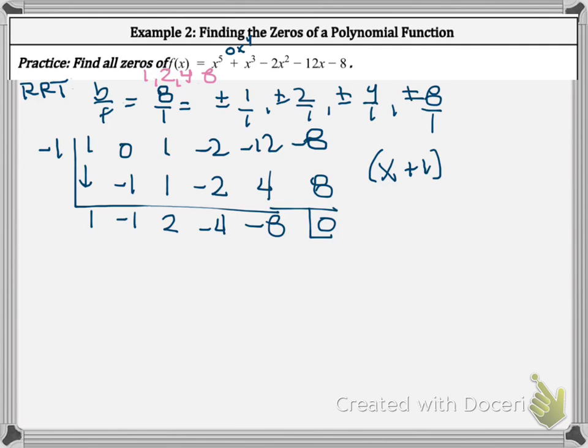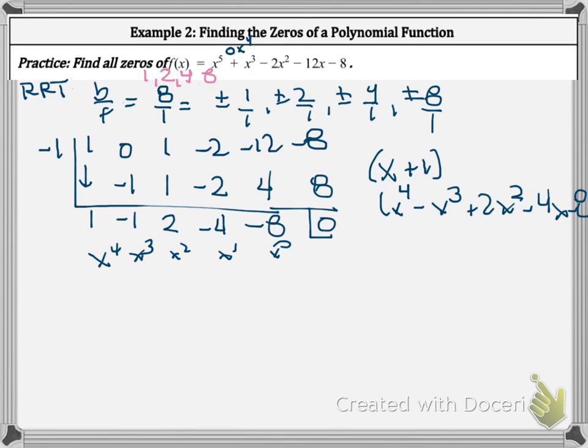And right now, if we're looking at this, this is x to the 0, x1, x2, x3, and x to the 4th. So this would be x plus 1 times x to the 4th minus x cubed plus 2x squared minus 4x minus 8. Then looking at this, maybe it is not factorable quite yet. So what we're going to do is use the rational root theorem again. And we still have the same numbers because -8 is the back and 1 is the front.